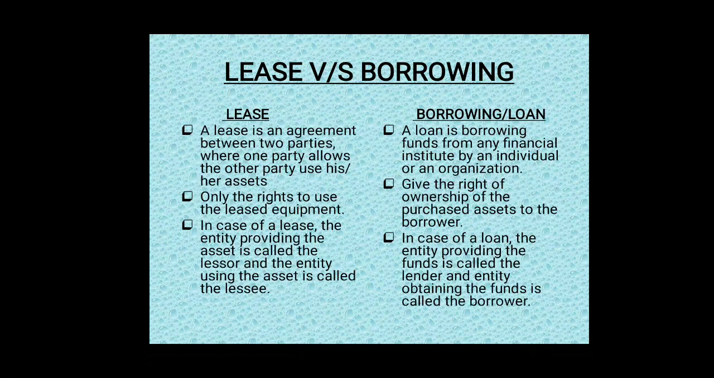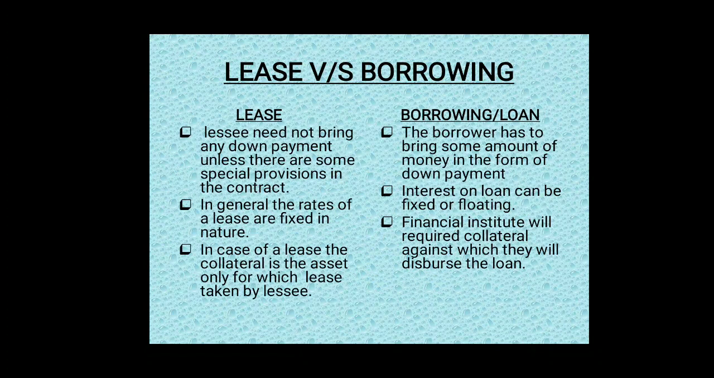Just a quick review: lease is an agreement between two parties. Loan is borrowing funds from any financial institution. Lease gives only the right to use, but borrowing can give the right of ownership also. In your lease, you have a lessor and lessee. In borrowing, you have a lender and borrower. In your lease, down payment is not required, in borrowing down payment is required. In lease, the rate of lease is fixed. In borrowing, the rate of interest is fixed or floating. In lease, collateral asset is not required, but in borrowing, collateral security is required.